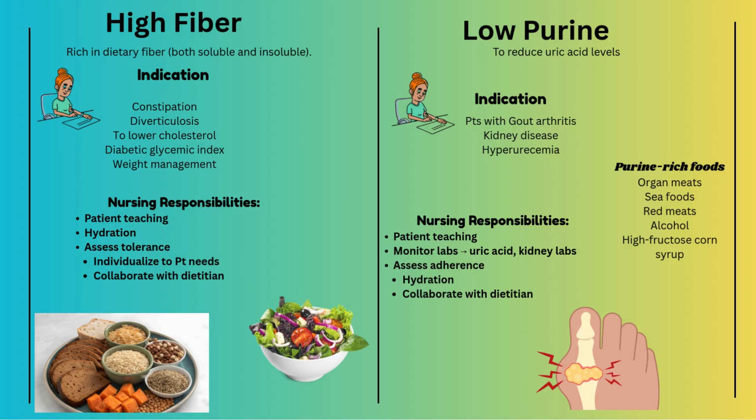Soluble fibers also help with lowering cholesterol and stabilizing the glycemic index or blood sugar. Sources of soluble fiber include oats, beans, lentils, apples, and citrus fruits with pulp.